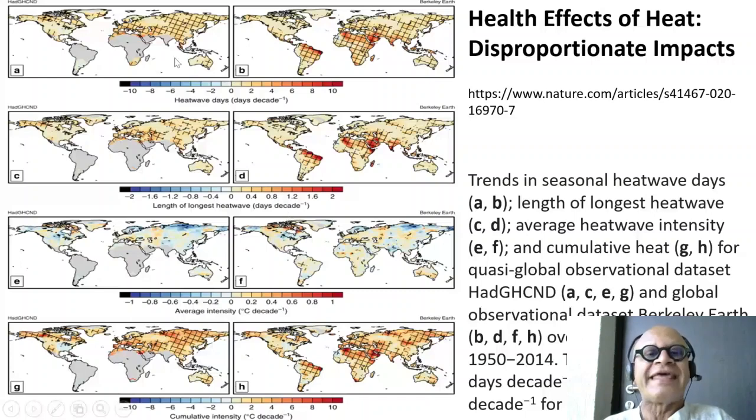So these are from two different data sets, and you can see there are some serious differences. This is from the Berkeley Earth data set, and this is from the HadGHCND Global Hydroclimatic Network from the East Anglia University, I think. It doesn't matter. You can look up the sources. You immediately see there are disparities across the planet. The deep tropics and the poorer countries on average have a much stronger trend in heat wave days, length of the longest heat wave, and average intensity, as well as cumulative intensity.